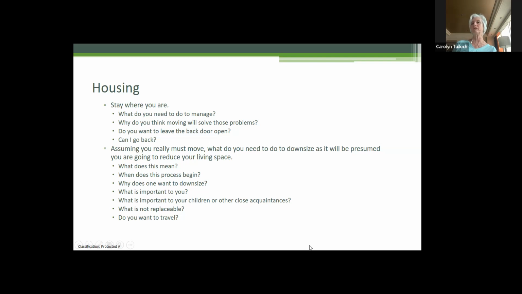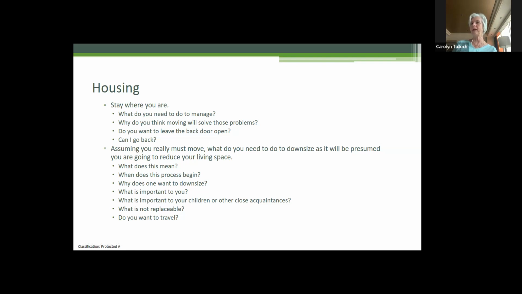So I think what you have to do is decide what is important to you. And most people take into account what is important to your children as well, or other close acquaintances. If you move to a facility, will you be able to do the things that you want to do?